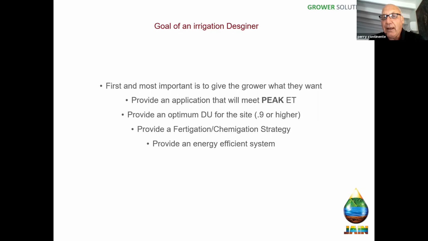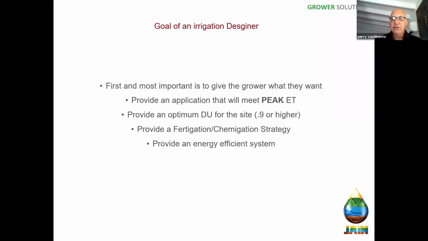Most people think of this as a percentage, but in the world of the Irrigation Association, we refer to it as a decimal. Another thing that's often not addressed is to provide a fertigation chemigation strategy, or understand what their strategy is so that they can apply it or have the tools to apply it through their system.